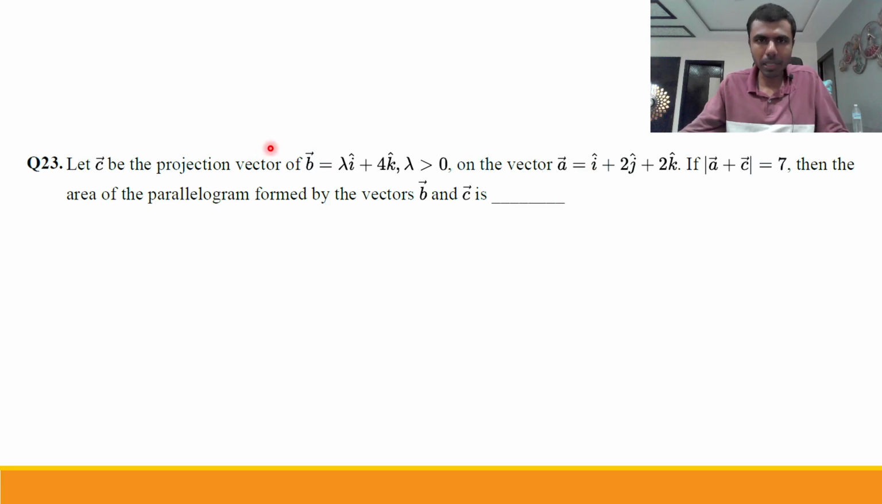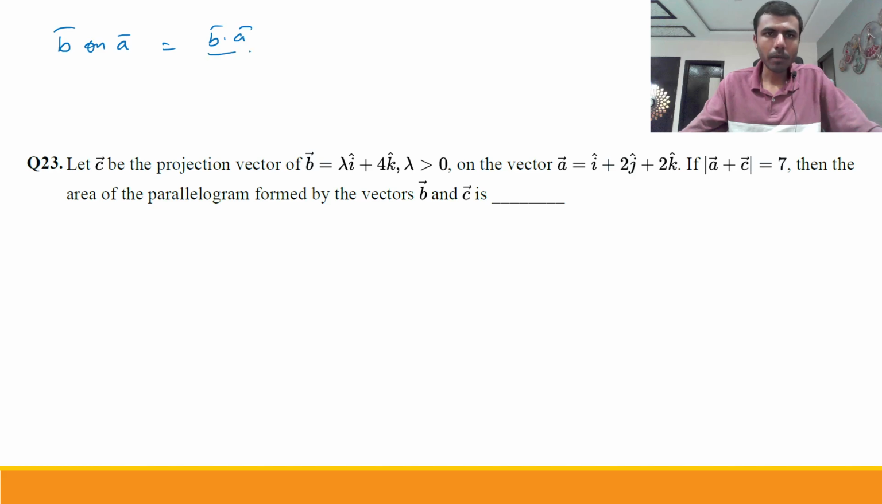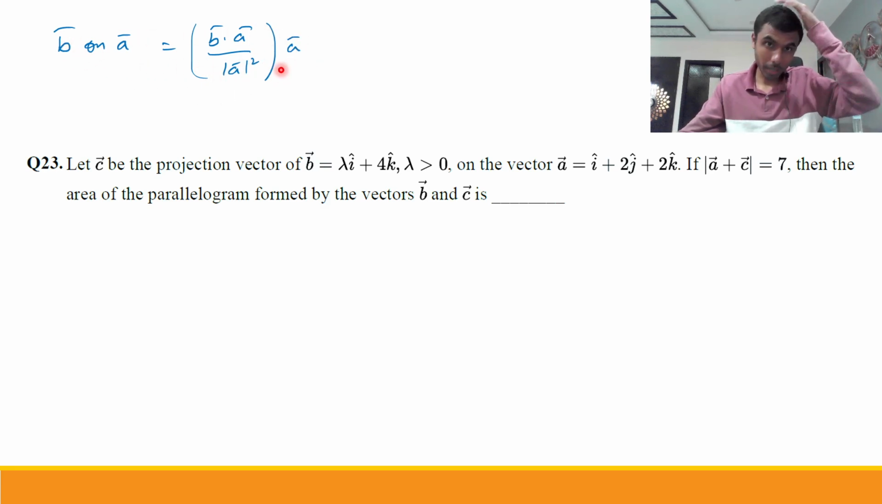So first of all, I need B, I also need C. Fine. If I get B, I can find out C, but in B, lambda is needed. Now how to do it? What is the projection formula? See, the projection of B bar on A bar is given by B bar dot A bar by mod A bar square times A bar.